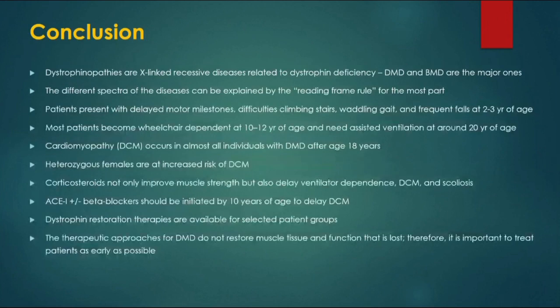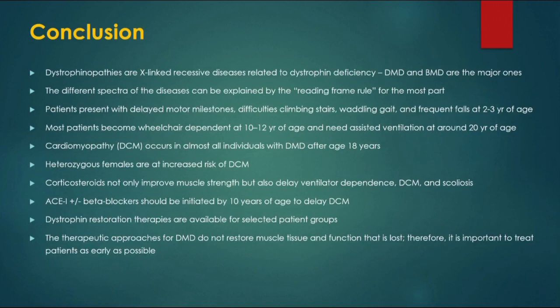So in conclusion, dystrophinopathies are X-linked recessive diseases related to dystrophin deficiency, and Duchenne and Becker muscular dystrophies are the major ones. The different spectra of diseases can be explained by the reading frame rule for the most part, and it also has implication on the treatment, as we have seen. Patients present with delayed motor milestones before 2 years of age, and then difficulty climbing stairs, waddling gait, and frequent falls at 2 to 3 years of age.